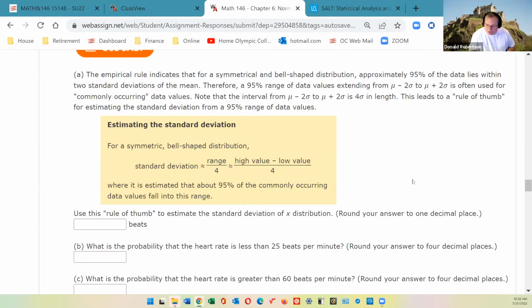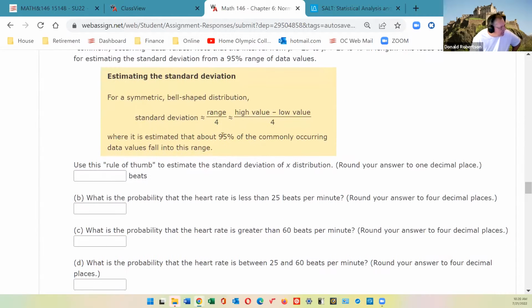This leads to this rule of thumb. It's a very basic rule, but it kind of works. That you can approximate the standard deviation. Do you see those 2 little squiggly lines? That in mathematics doesn't mean it's exactly equal to it, but that it's roughly equal to it, right? Approximately equal to it. And they say that the standard deviation is approximately the range divided by 4. And the range is the high value take away the low value.